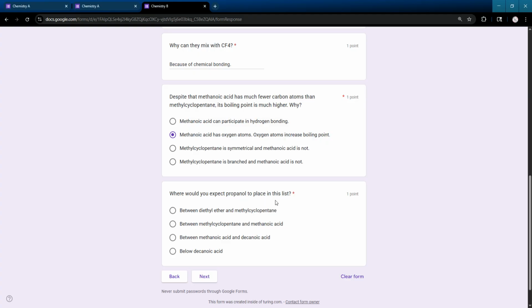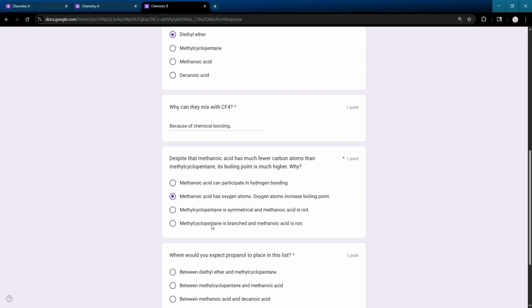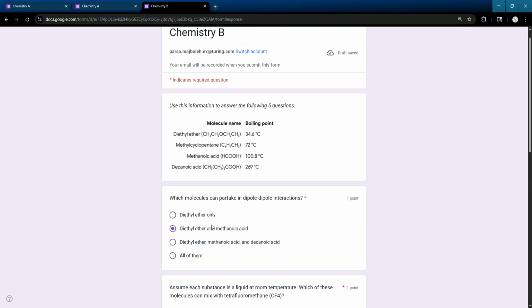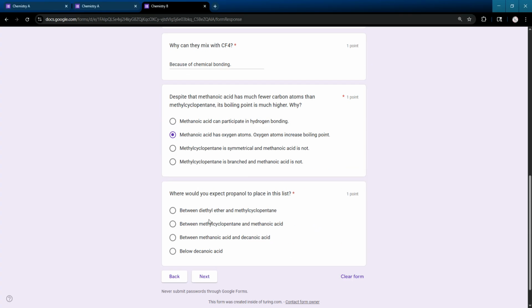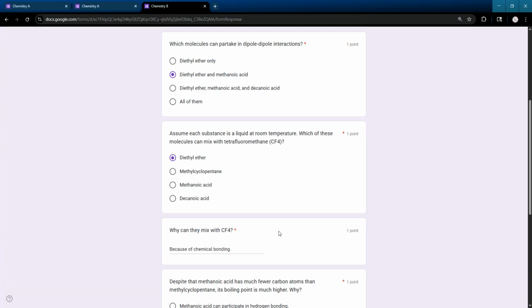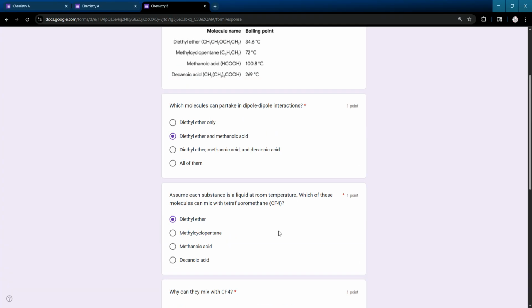To place in this list. Propanol. Propanol should be maybe just higher than, yeah, in between the top two.